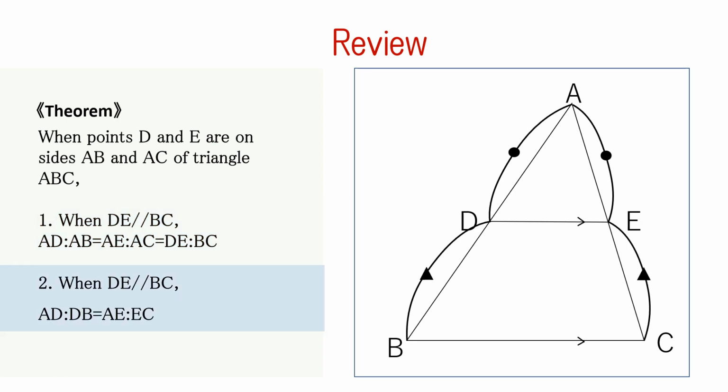Also, if line segment DE and line segment BC are parallel, then AD ratio to DB equals AE ratio to EC. That concludes this lesson.